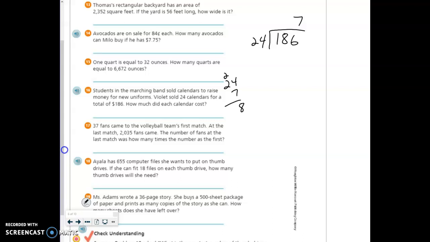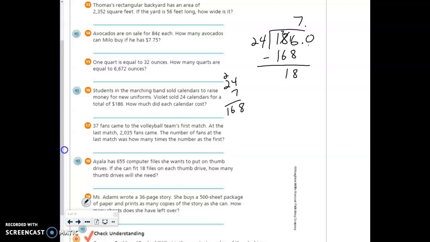Walking through the process. 7 times 24 is 168. Okay? Subtract. Have to borrow here. Make this an 8. That's 18. So again, I'm in good shape. I do have some number left over here, but we need to know how much is in each calendar, not about how much. So that means it's money.